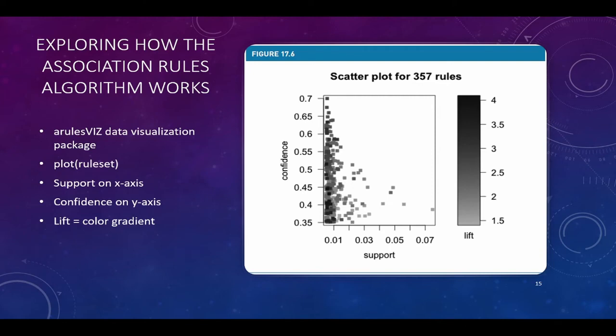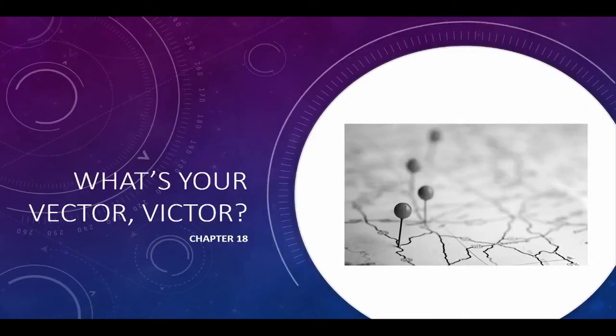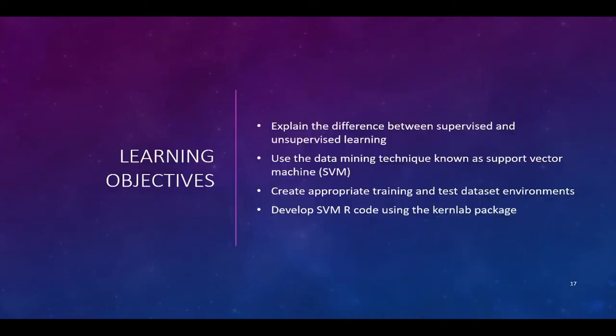Pretty easy applications here, but let's take a look at the next chapter, chapter 18, and we're going to look at some vectors. So chapter 18 deals primarily with the support vector machine, or the SVM. What we're going to do is explain the difference between supervised and unsupervised learning. We're going to use the SVM technique, and we're going to create a training data set versus a test data set environment in R, and we're going to see how to actually implement an SVM.